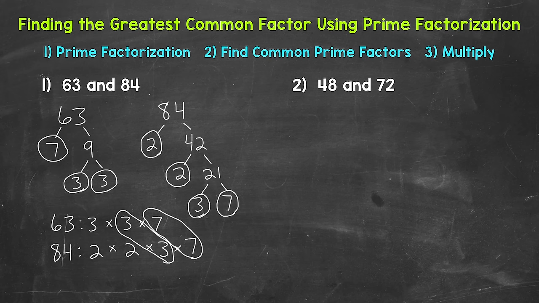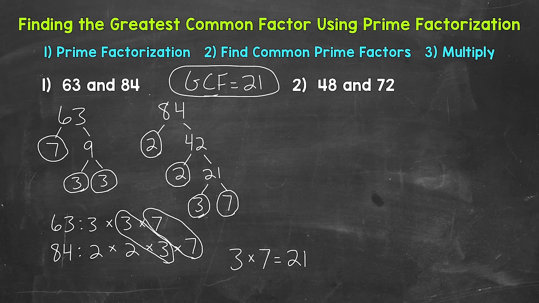Once we find those common prime factors, we multiply them. So 3 times 7. And that equals 21. And that's our greatest common factor. So the GCF, the greatest common factor of 63 and 84 is 21.